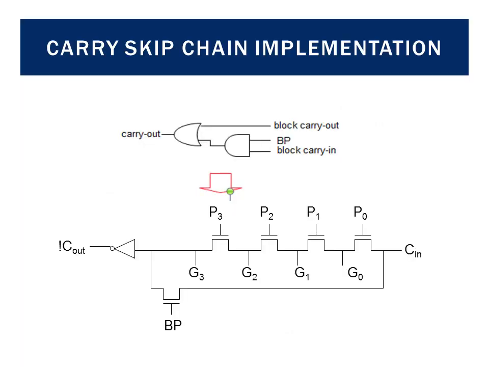Carry skip chain implementation. The carry skip adder circuitry is implemented using NMOS pass transistor logic. The BP signal is given to this pass transistor. Whenever this is equal to 1, this transistor would be conducting, and directly this C in signal would be coming at this point. Now whenever BP is equal to 0, that time this would not be conducting, and that time this carry in will be propagating through this adder based on the values of P0, P1, P2, P3 respectively.